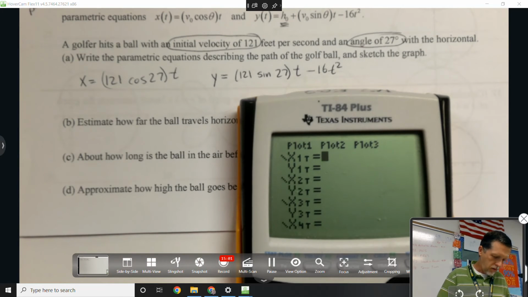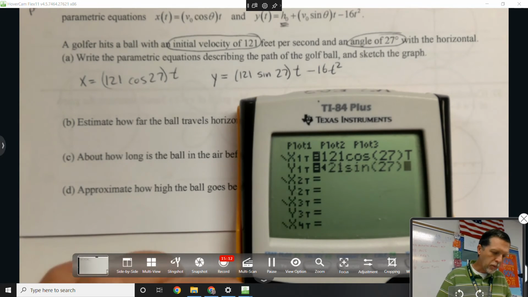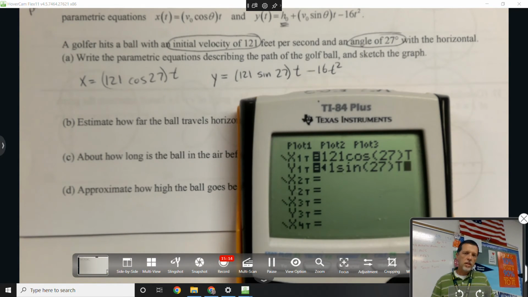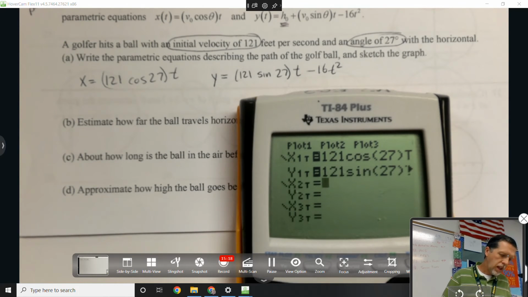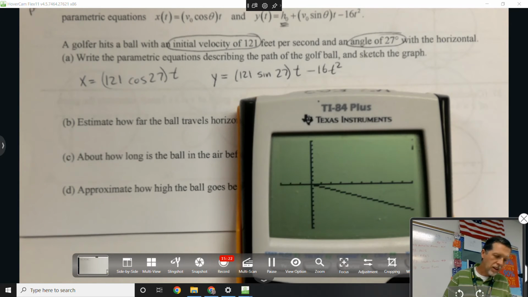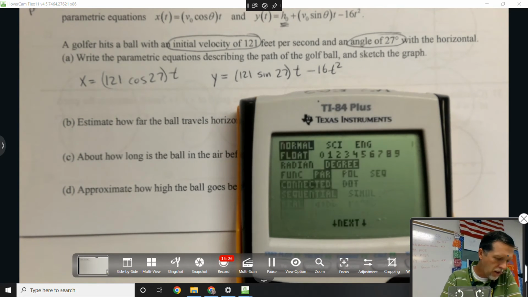So 121 cosine 27 times t. 121 sine 27. Close carefully the parentheses. And then minus 16t squared. And usually our window is, who knows, but that doesn't even look right. That doesn't look like the path of a golf ball.